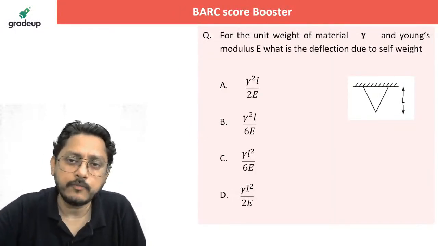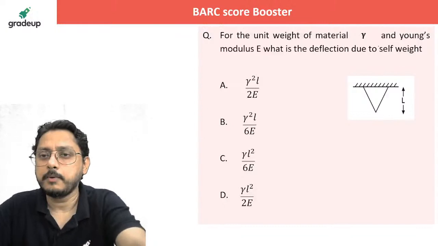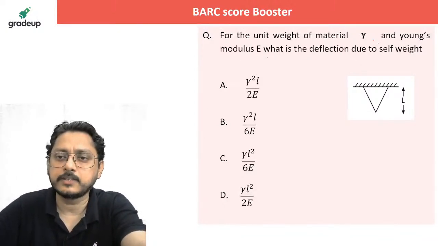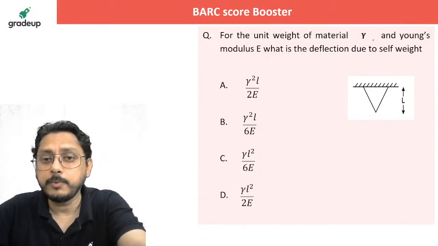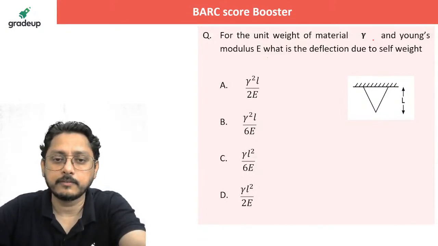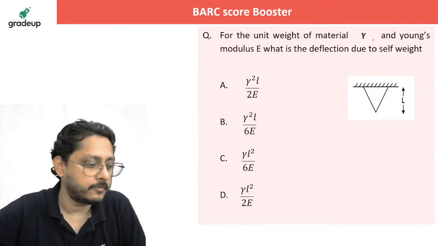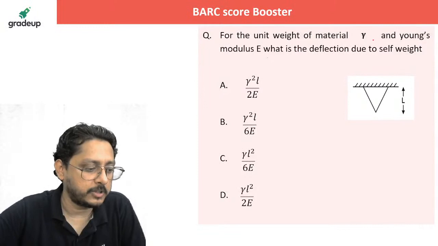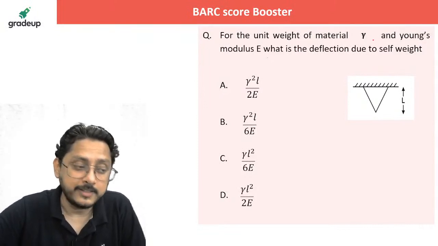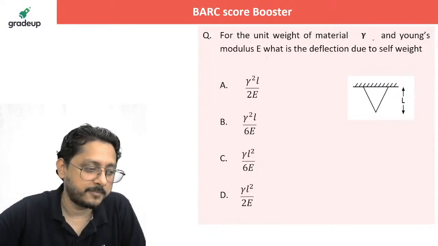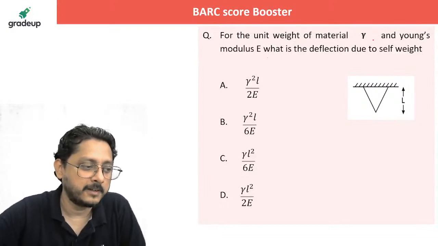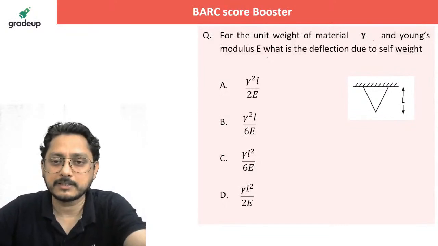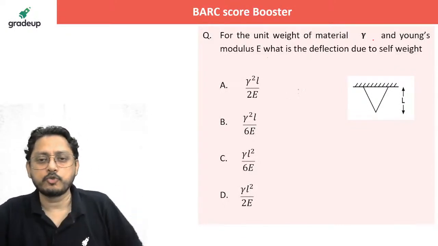What about this one? For a unit weight of material gamma and a Young's modulus E, what will be the deflection due to the self weight? You can calculate it also, but why calculate? One should remember these things. It is not necessary that the direct formula will come. Sometimes values may be given and the deformation may be asked.